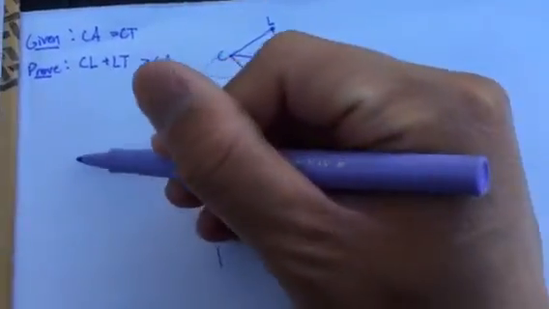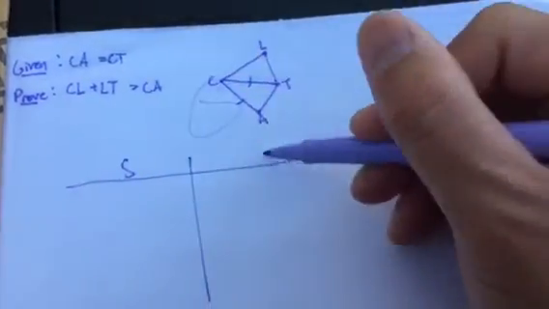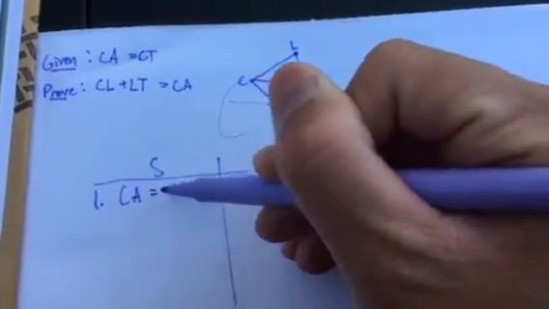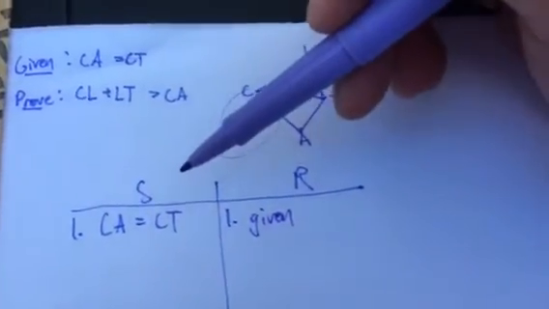Okay, so what is given to you right here? We're going to start our two-column proof. We know that these are statements and these are reasons. S for statements, R for reasons. The first thing we're going to put is that CA is equal to CT, and the reason is that it's given.